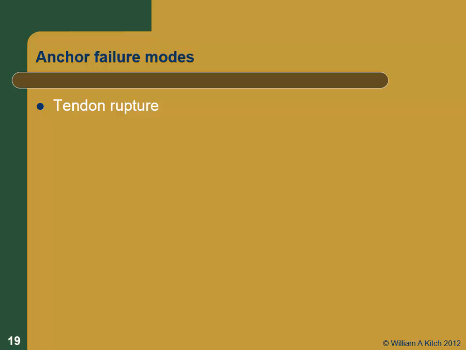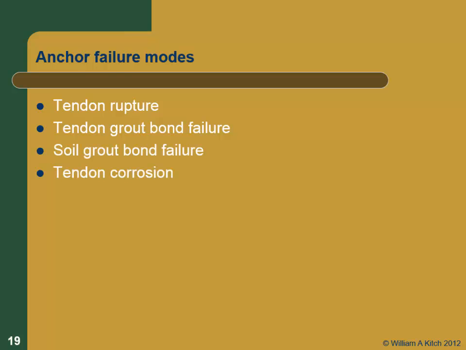So of the anchor failure modes, the tendon can rupture. The tendon-grout bond can fail, so that's the grout between the tendon and the bond, or the soil-grout bond can fail. We can also have a failure that leads to tendon rupture, but it's really because of corrosion of the tendon. So this is a bigger issue with permanent anchors than with temporary anchors. I guess if you wanted to, you could call this a subset of tendon rupture.